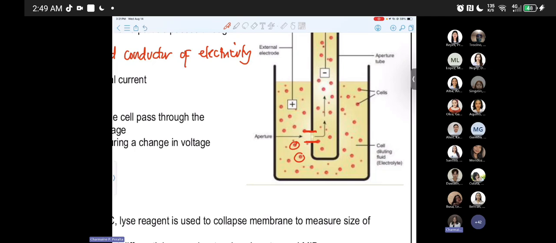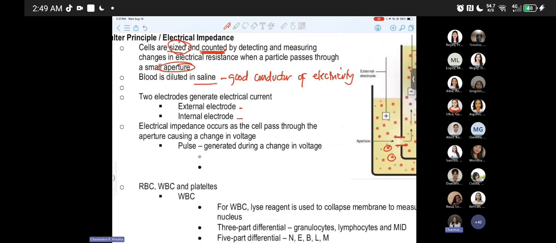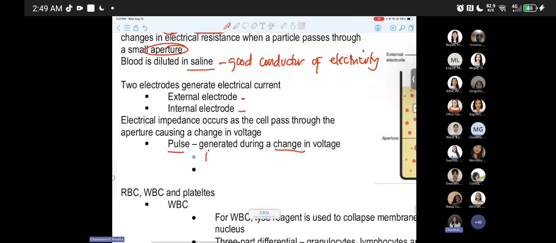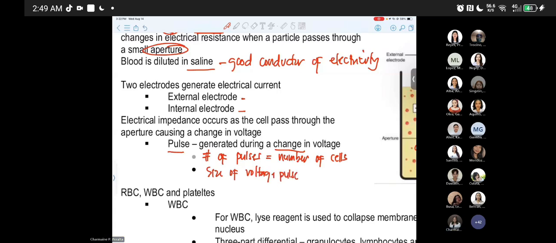Sa bawat size, parang pulso, kaya nga electrical impedance or pulse generated counting. Sa kada daan ng cell, parang may tumitibok. So, nagpapulsate. Okay? So, nagde-develop ng pulse. So, it is generated during a change in voltage. Yung number of pulses is equals to the number of cells. The size of voltage pulse is equivalent to the size of the cell.